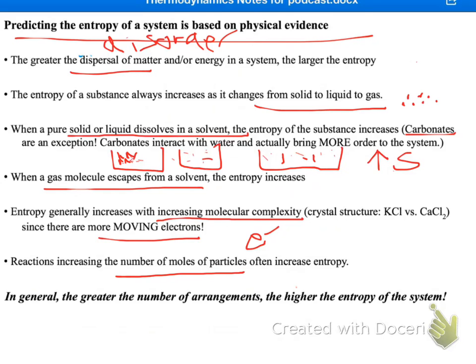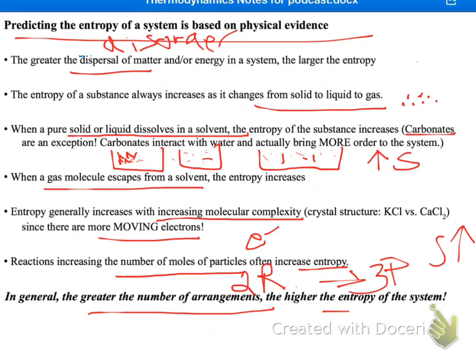So when I increase the number of moles of particles, I increase entropy. So if I start off with reactants going to products, and let's say they're all gases, and I start with 2 moles of reactants, and I end up with 3 moles of product, my entropy goes up. Now you really can't just compare going from a gas to 3 liquids, but within a state of matter you can. If you increase the number of moles, the more stuff you have, the more possible arrangements you have. So the greater the number of arrangements, the higher the entropy of the system.